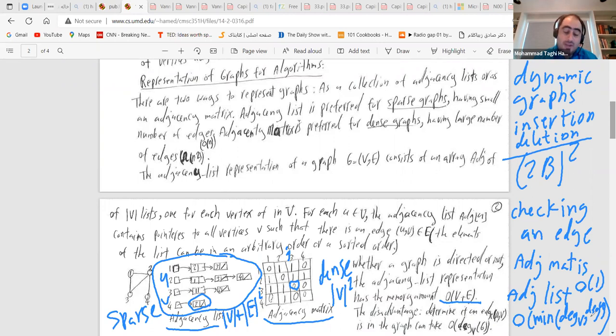But as I mentioned, if you have something like the Facebook graph, where the number of active users is something like 2 billion, then of course we don't have the space to keep all these adjacency matrices, and handling that would be very costly. So we need to go with sparse representations. That's the reason that with Facebook or, for example, Instagram, the number of people that you can follow is limited, is bounded. Does it make sense?